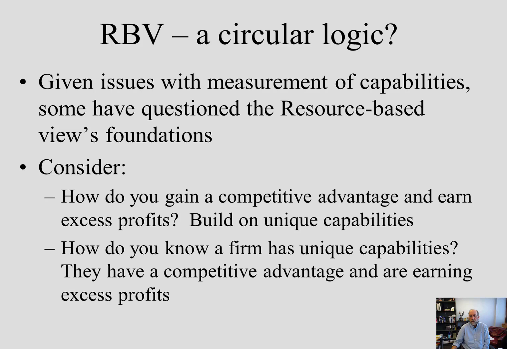However, if you're asked, how do you know that a firm has unique capabilities, given the problem with measurement of them? The answer tends to be, well, you know that they have unique capabilities because they have a competitive advantage and are earning excess profits. So that's what one might call a circular logic. A competitive advantage builds on unique capabilities. You know you have unique capabilities because you have a competitive advantage.